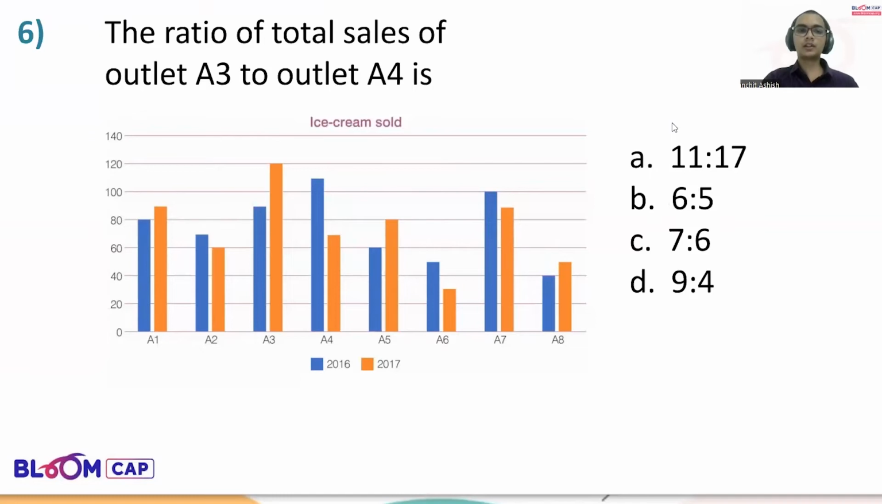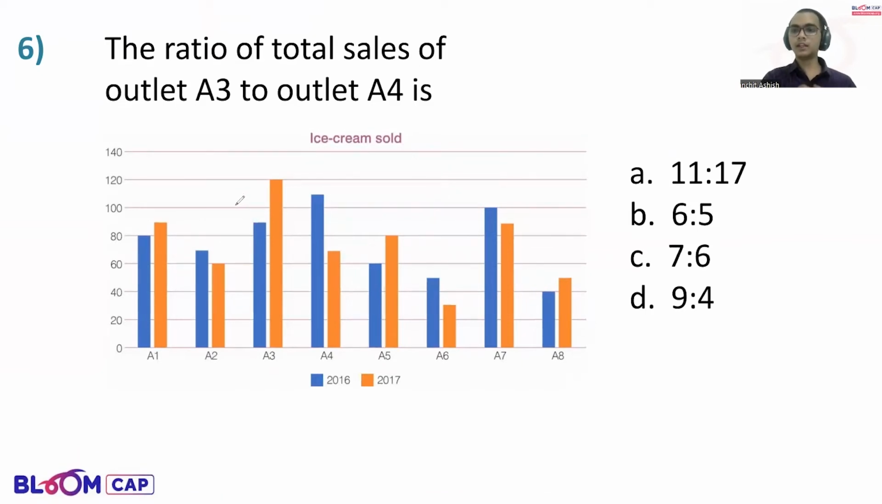The ratio of total sales of outlet A3 to outlet A4. Total sales is being talked about, so we can assume that it is talking about both the years, right? Now, if it's talking about both the years, what we can do is find the total sale for A3. A3 in 2016, what is the sale? It's between 80 and 100, right? So between 80 and 100, it's halfway through, so we can call it 90.